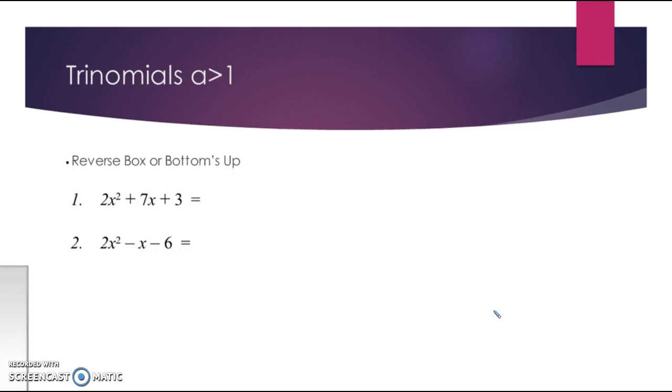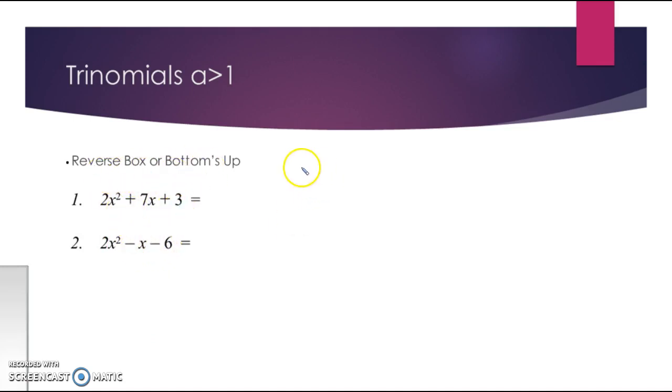Then we did trinomials where a is greater than 1. So we have something different out front. Again, always look for your GCF first, because sometimes you can take that GCF out and it's going to give you a plain Jane trinomial, which is a lot easier to work with. But if we can't, like these two don't have GCFs, we have two options, reverse box and bottoms up.